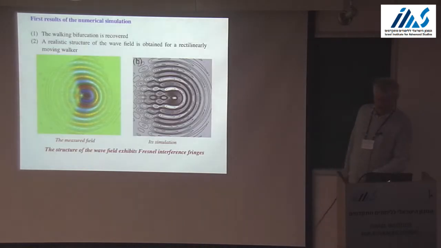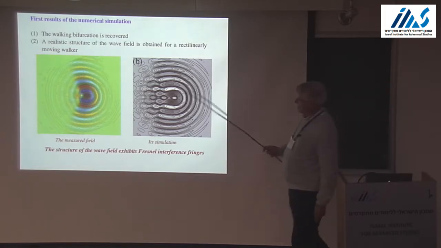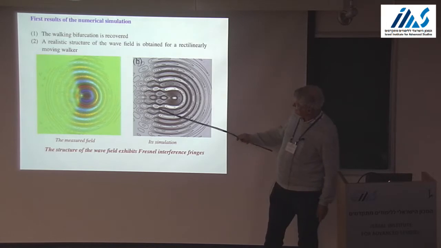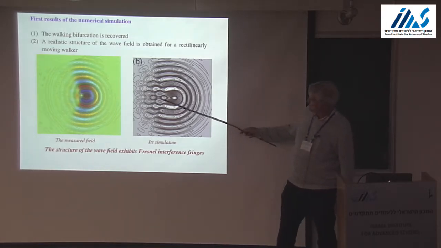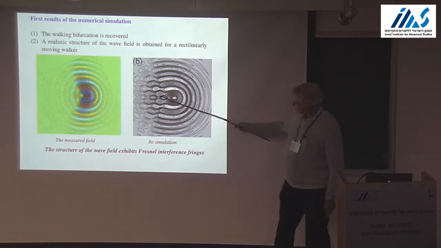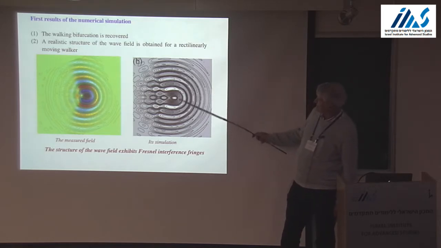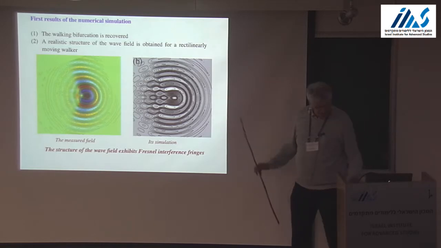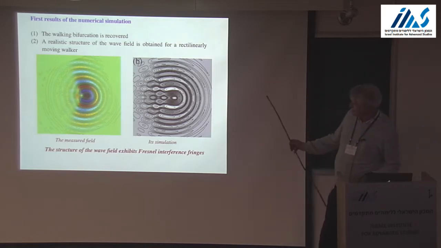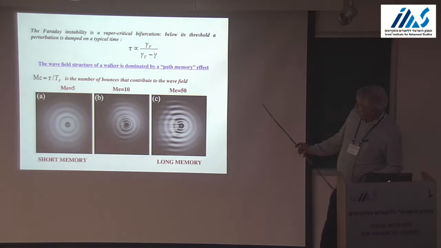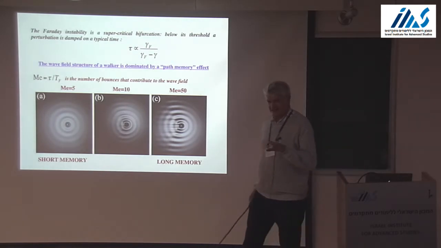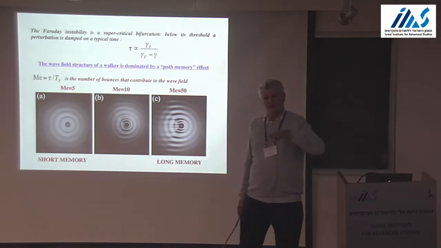So this leads to a numerical simulation of the bath, of the wave field. This is a numerical simulation for a case of a drop moving straight with a long memory. And as you see, the interference pattern can be quite complex. And it reproduces well what is observed experimentally. So, in fact, in the experiment, the nice thing is that you can tune how many waves are involved in the motion of the drop.